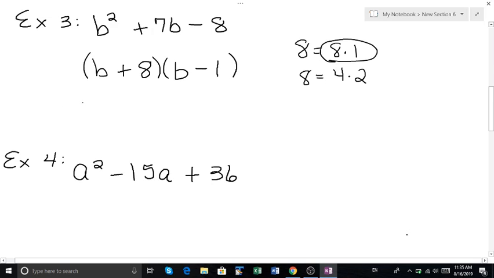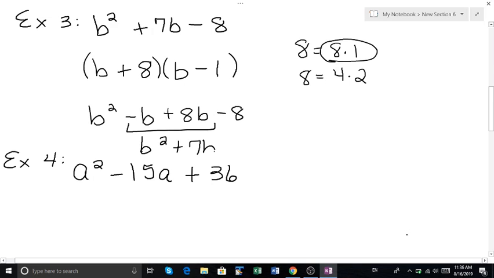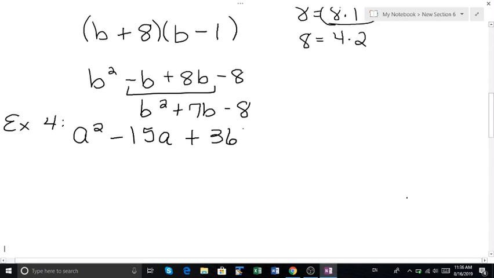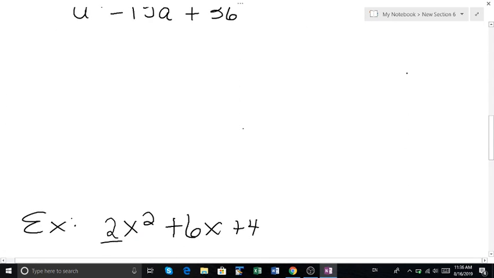All right, now I'm going to FOIL it back out to check. So b squared, first, outer, inner, last. Combine like terms. And there we go. We do have what we started with, so our factoring is correct. Oh, too much. Scroll back up a little bit.